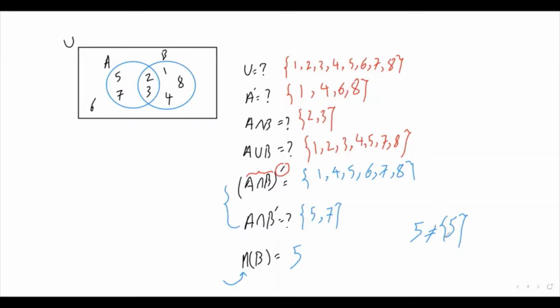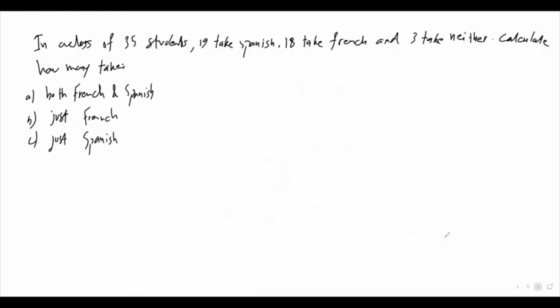So let's get to the real questions, some of which you might come across in paper 4 especially. This is where the Venn diagram helps us a lot. Let's read the question together. We have a class of 35 students, and 19 of them take Spanish, 18 take French, and 3 take neither of them. Calculate how many take both French and Spanish, just French, and just Spanish.